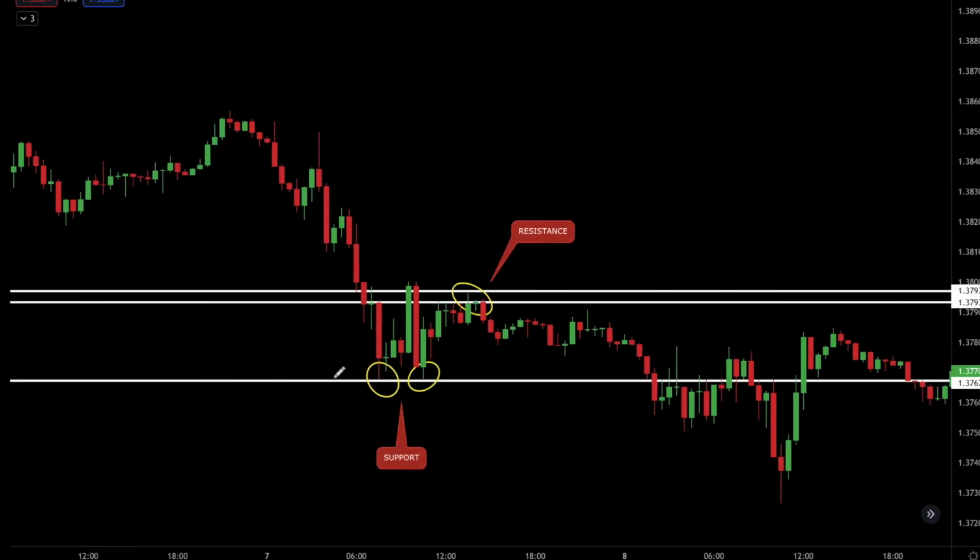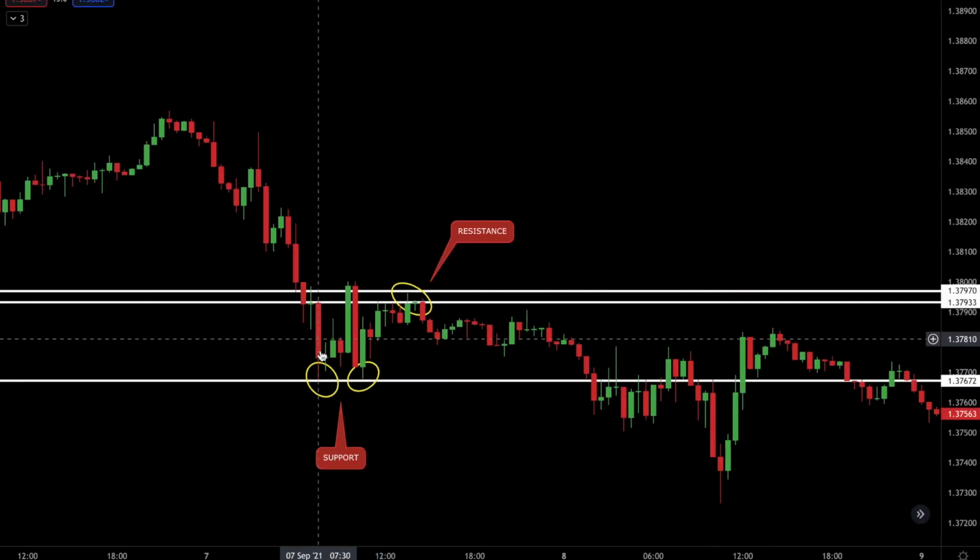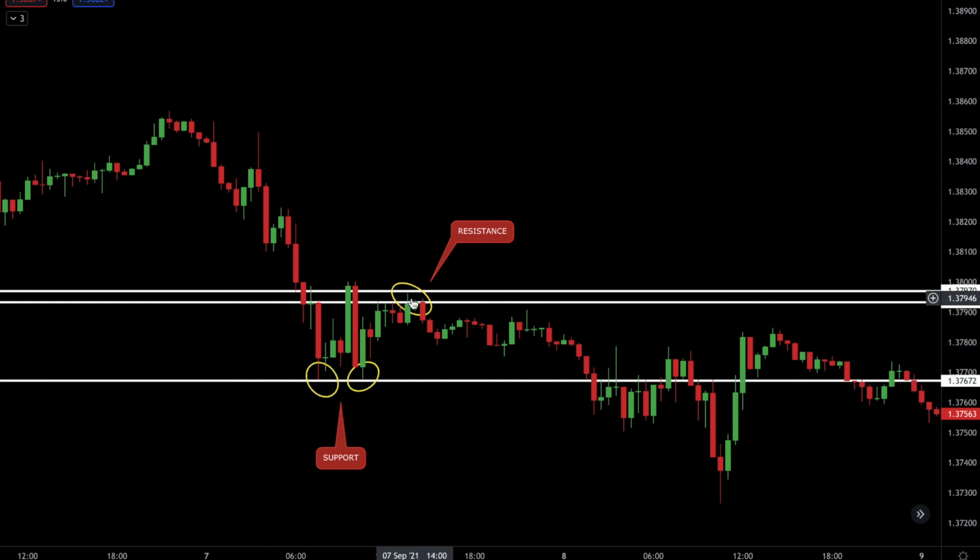It's better if I show you on this one, right? Comes down, support. Price is being supported here by this area. Price is being rejected here by this resistance. Price comes back down. You can see another break, retest, it comes down.